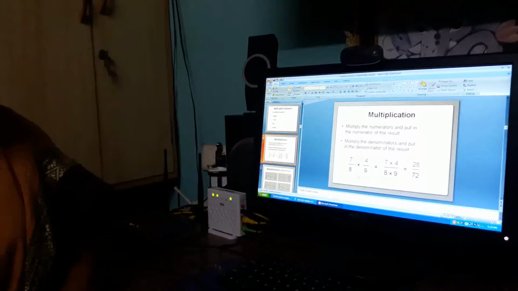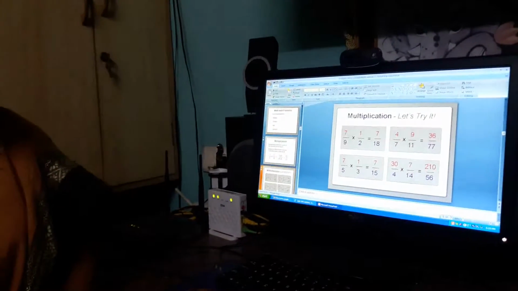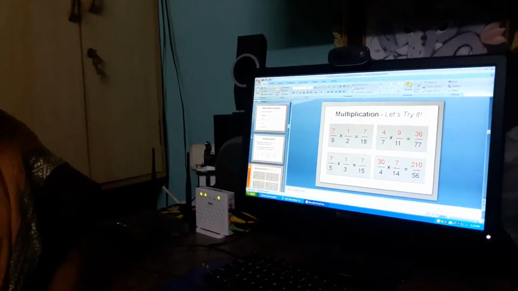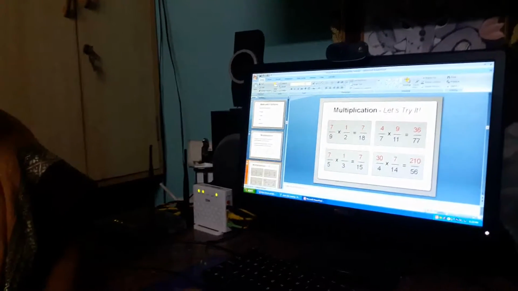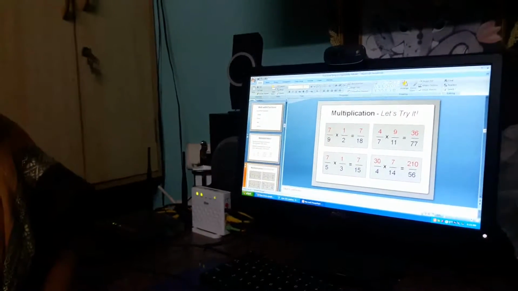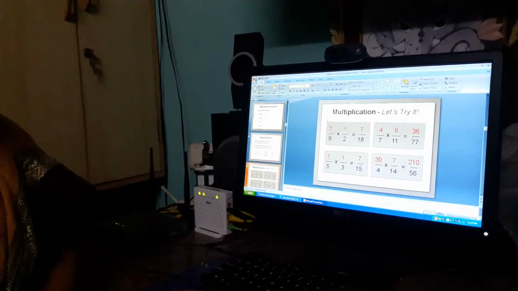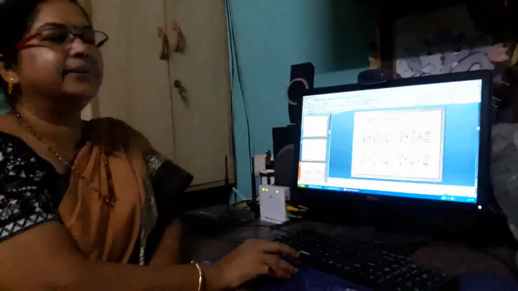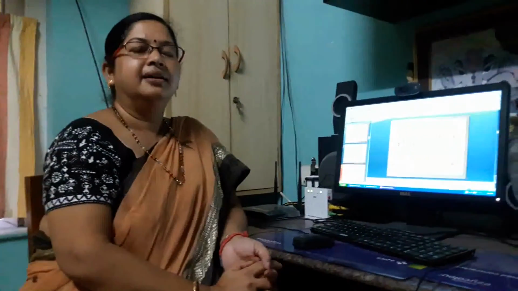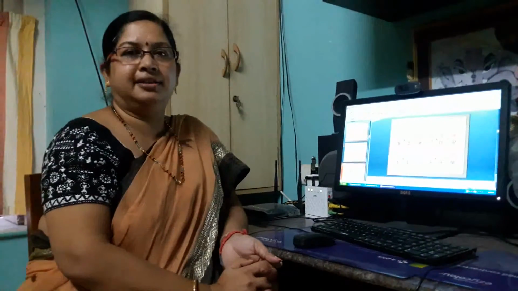In a similar manner, you can try out other fractions as well. Again, we follow the plain simple rule: numerator into numerator and denominator into denominator. In a similar way, you can try out many other fractions, whichever you want, but please try with proper fractions, because for improper fractions there is a separate method. So that we will discuss the next day.